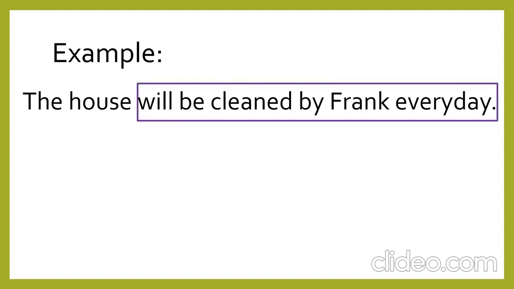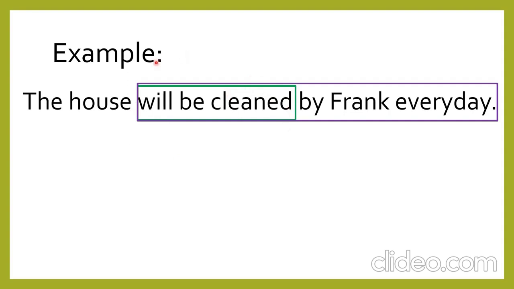And how did we identify that that's the predicate? Because it contains the verb will be cleaned. Okay, that's the complete verb. Not only cleaned, but will be cleaned. What, teacher, what is will be? Why is it a verb? We call will be an auxiliary verb. Later on, I'm going to discuss more about auxiliary verbs. Just take note that that's the complete verb and not only cleaned.